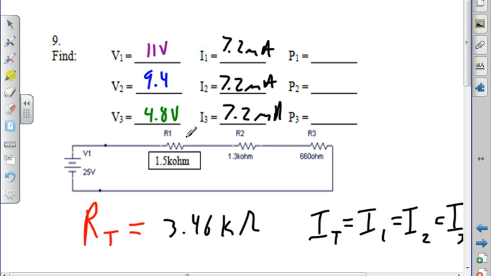And so now I'm going to go, power is voltage times current. So I'm going to go 11 times 7.2. We'll call it 80 milliwatts. 9.4 times 7.2. We'll call it 68 milliwatts. 4.8.